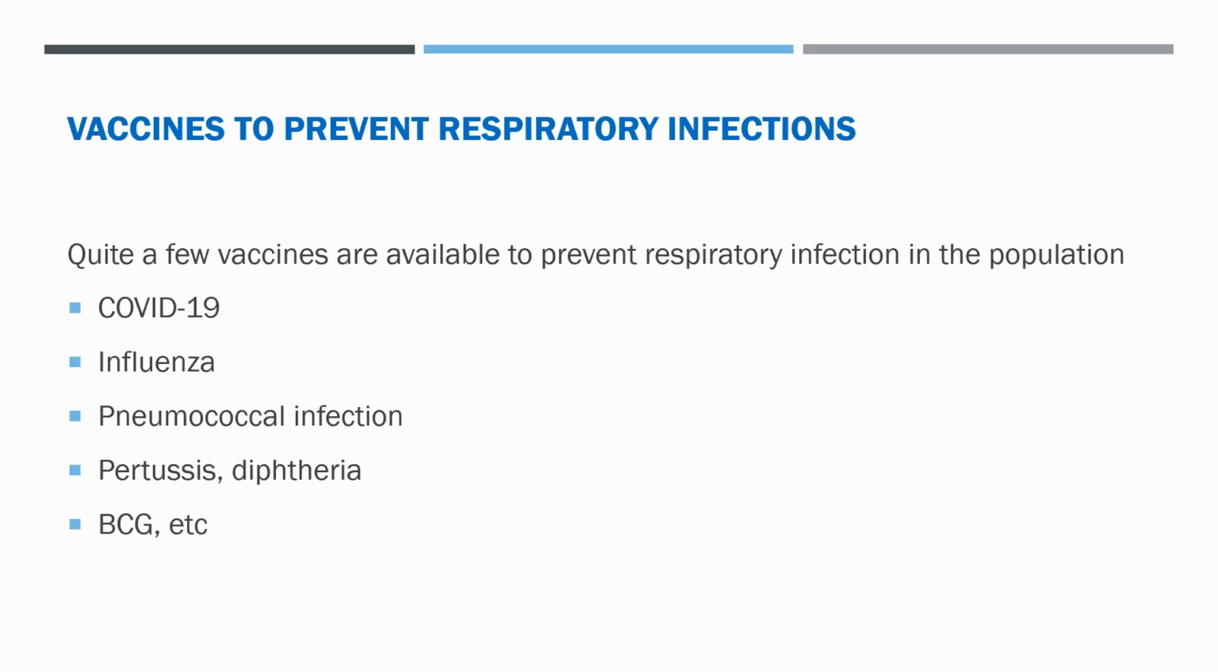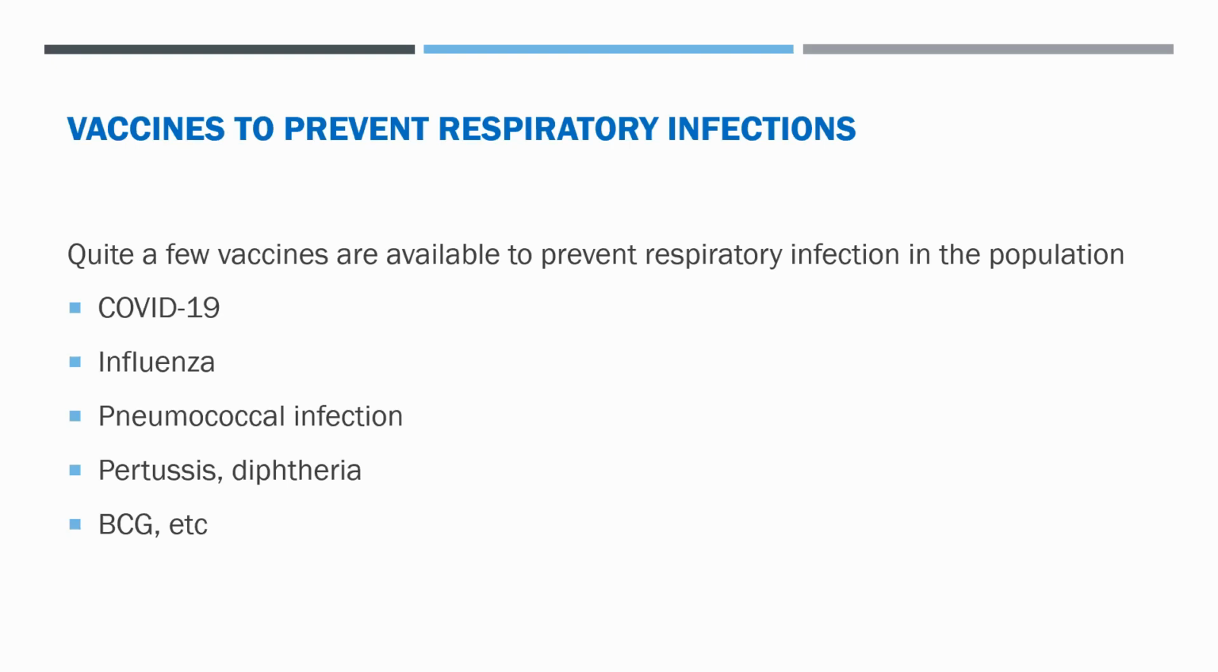At the moment, for respiratory infection, there are quite a few vaccines available. As you know, there is COVID-19 and influenza, of course, which has been implemented for many years. There is also pneumococcal infection, pertussis and diphtheria, mainly for children, but now for pertussis, in the GOLD guideline, it has also been advocated for adult patients with COPD to prevent the risk of COPD exacerbation.